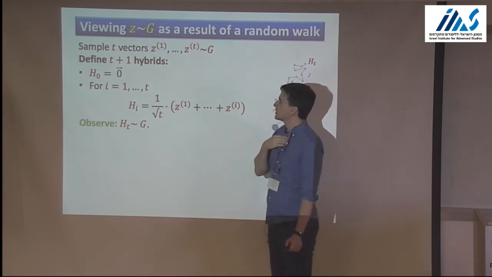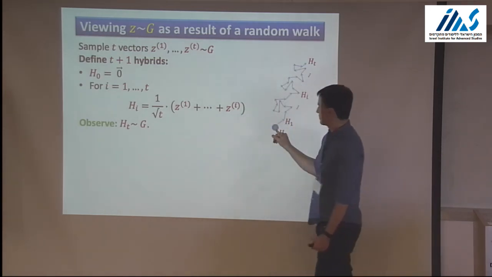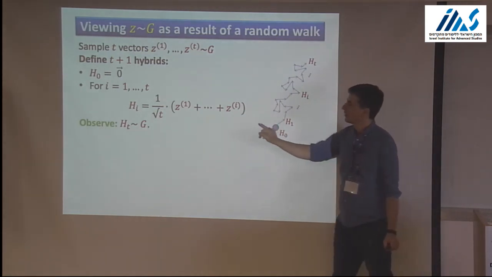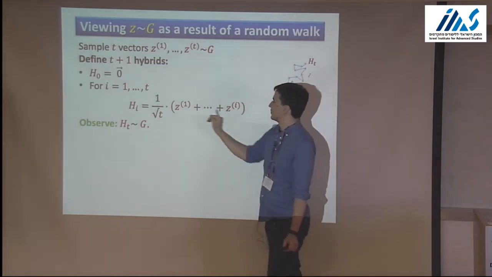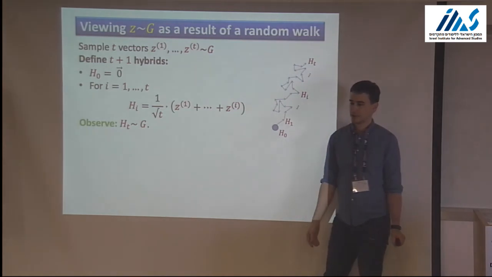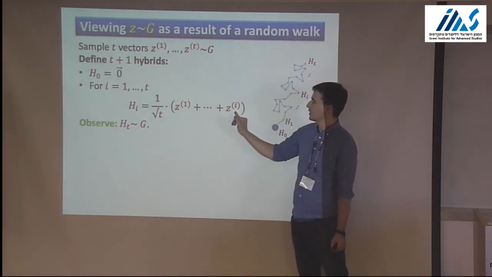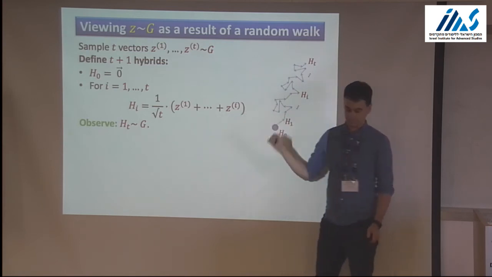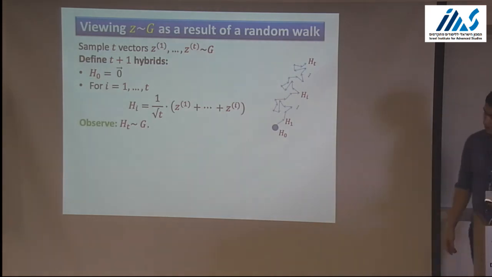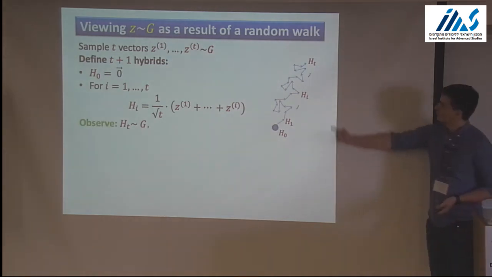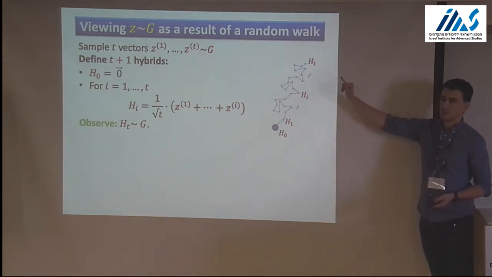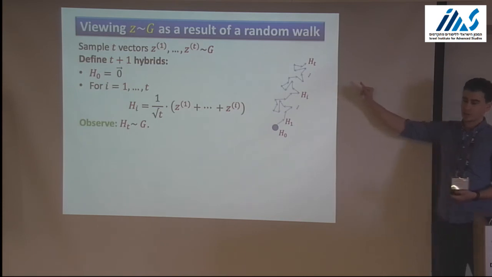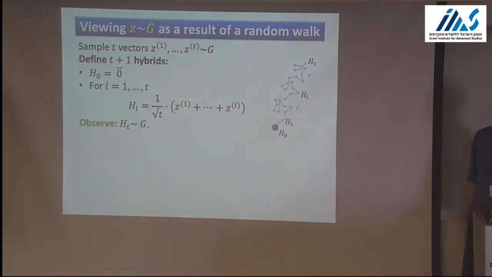I'm going to consider t plus 1 hybrids. The first one is just the all zeros vector. And the ith one is the sum of the first i random variables divided by square root t. So when I go from the ith to the (i plus 1)th, I'm adding z_{i+1} divided by square root t. So I'm adding a small vector. And h_t is really distributed according to the Gaussian distribution. So really, I want to understand what happens when I'm making these t steps.